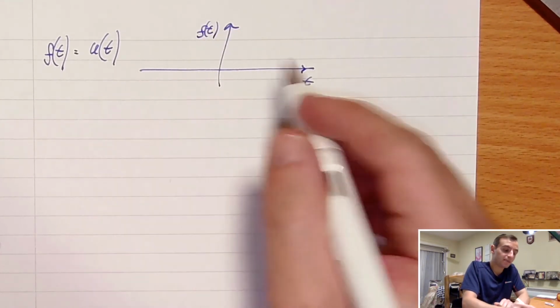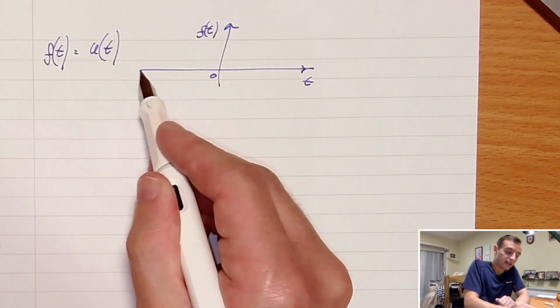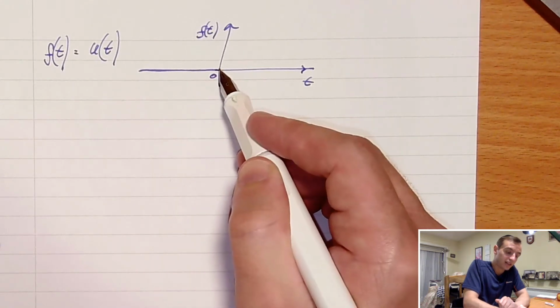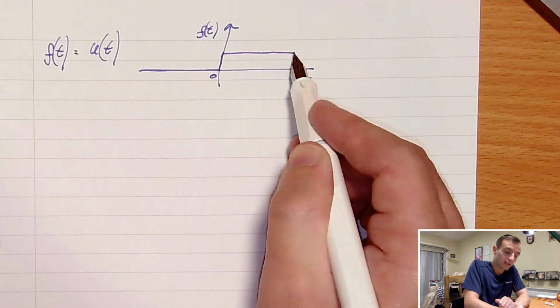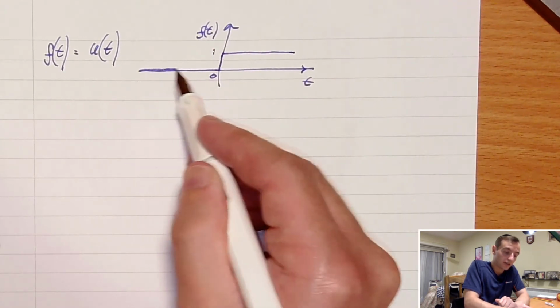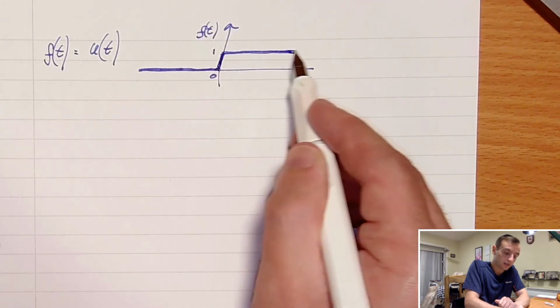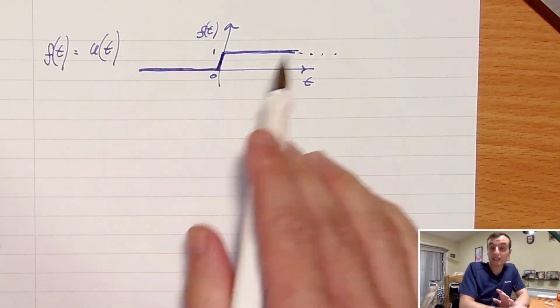f(t) equals u(t) just means that before zero on the x-axis, it's going to be 0, and then from t equals 0 onwards, it's going to be 1. So the actual function looks like this, and this goes on and on for infinity. So that's the Heaviside step function.